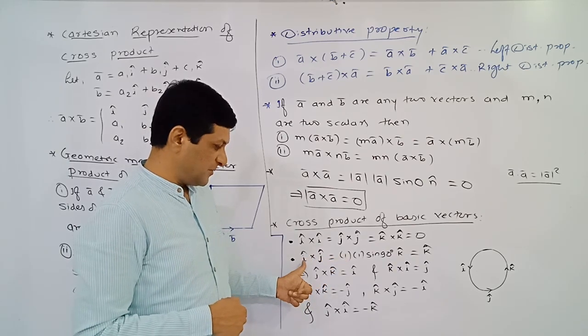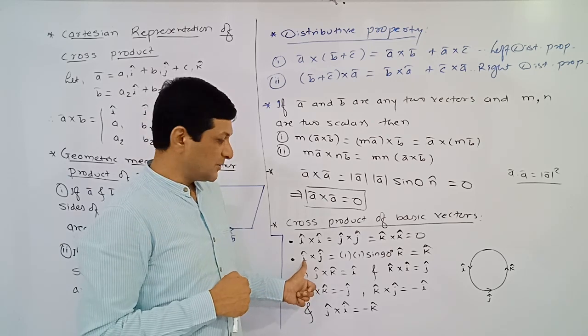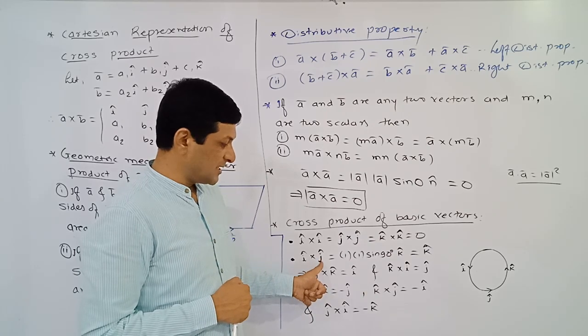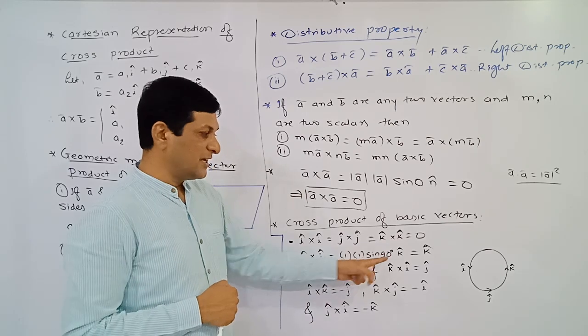Magnitude of first vector means magnitude of i cap. What is i cap? Unit vector along x axis. So its magnitude is 1. Second term is magnitude of second vector, but second vector is also what? Unit vector, so its magnitude is 1, into sine theta. Theta is angle between these two vectors.